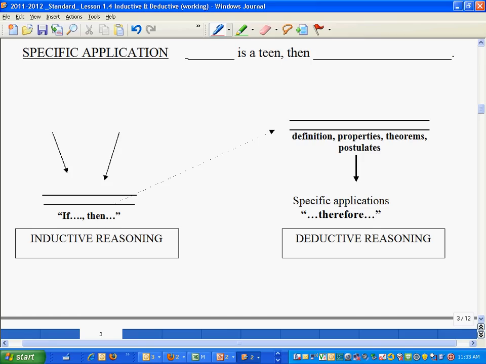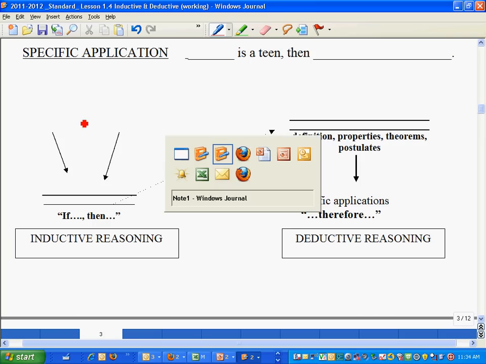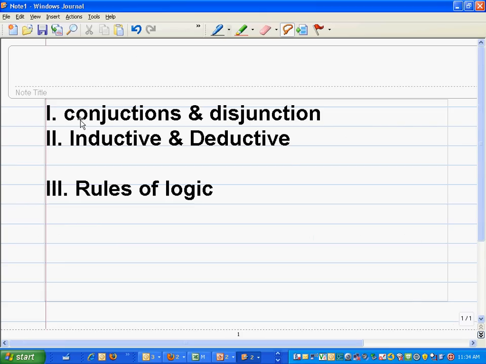Go to your front page. Okay? Go to your first page, right here. You may check. Repeat after me. A conjunction is true only if both components are true. Say it. Good. Let's try to say it all together next time. A disjunction is false only if both components are false. Say it.